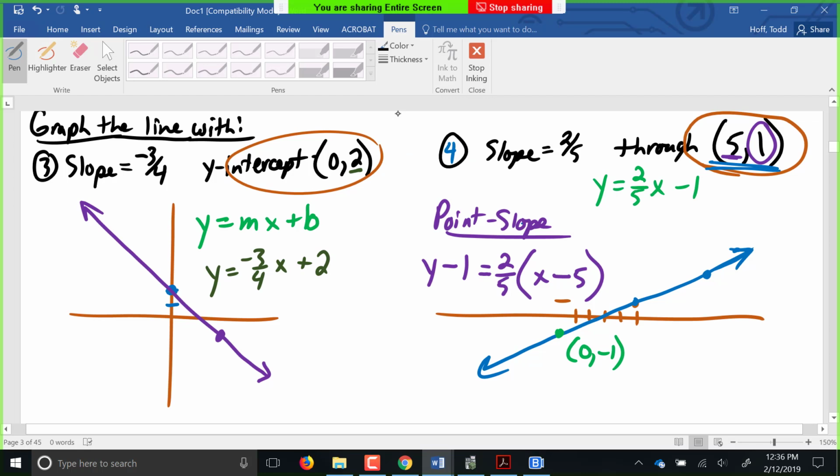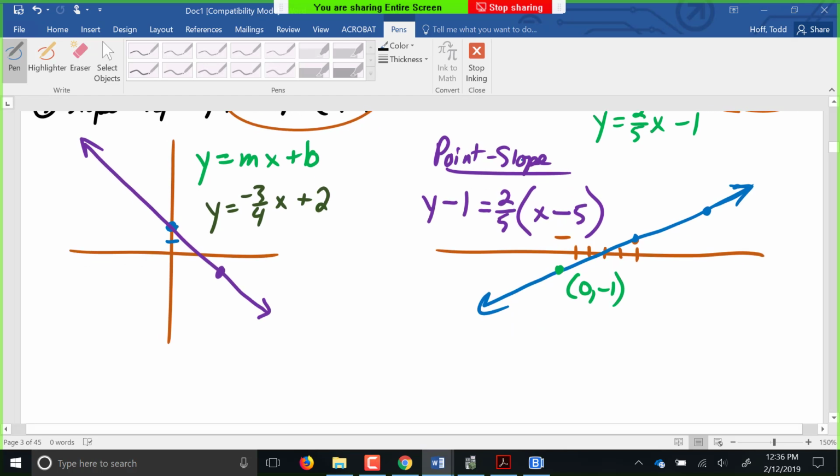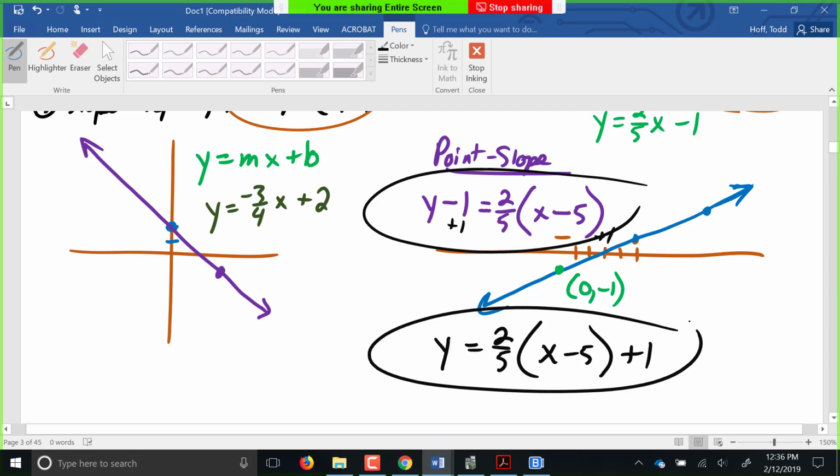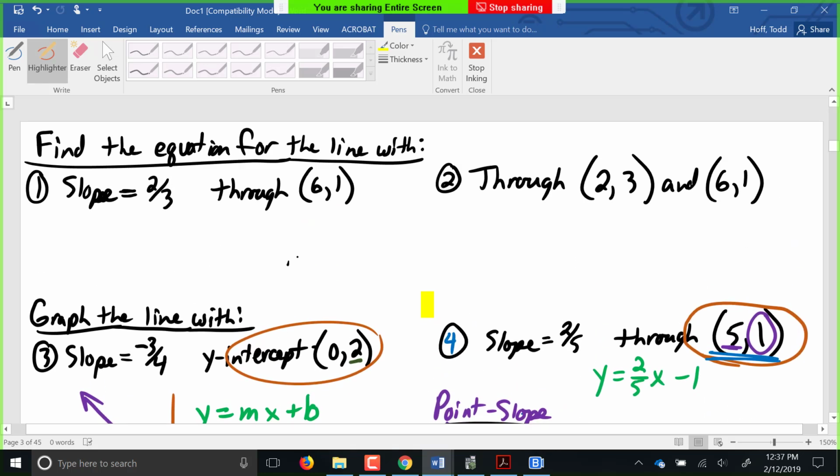When we talk about graphing at some point, that form gets changed around a little bit, and it sometimes gets altered to look a little bit like this. We add the 1 to both sides, so it becomes y equals 2 fifths x minus 5, and then plus 1. You can see that that's an equivalent equation, but it messes things up a little bit because instead of being minus y1 and minus x1 here, this is minus x1, but this is plus y1 because we moved it over to the other side. Not something we're going to deal with now, but a little bit of foreshadowing for about week 7 or 8 when we talk about graphing higher order equations.